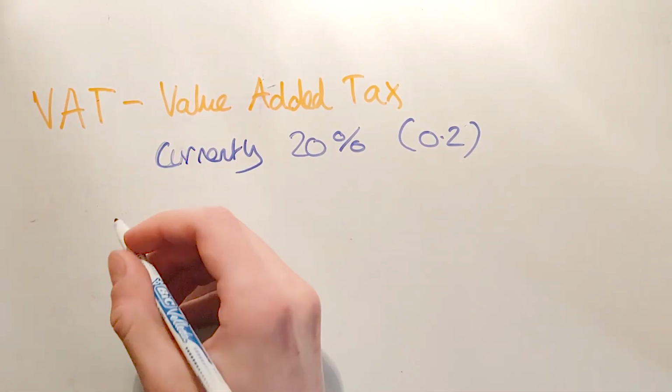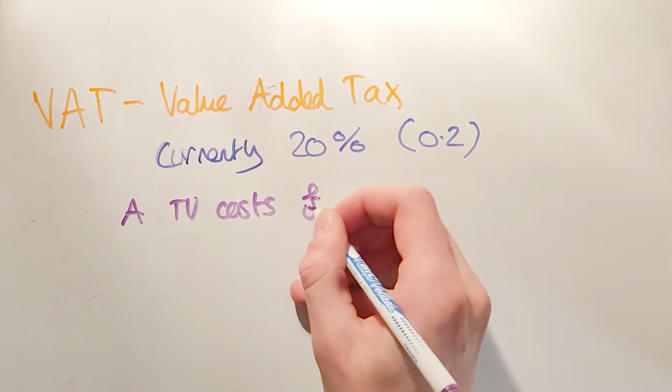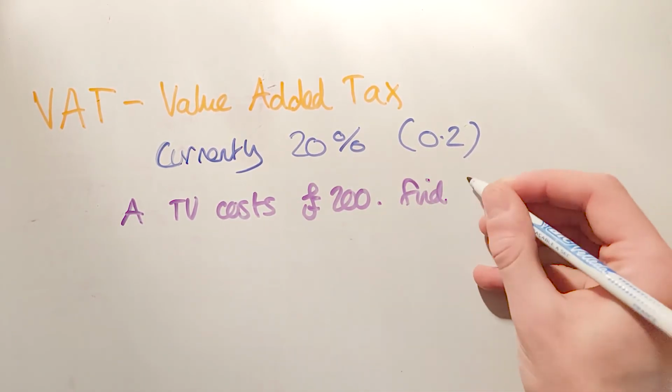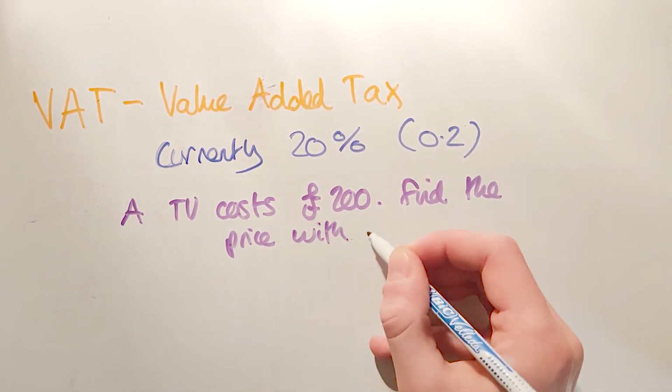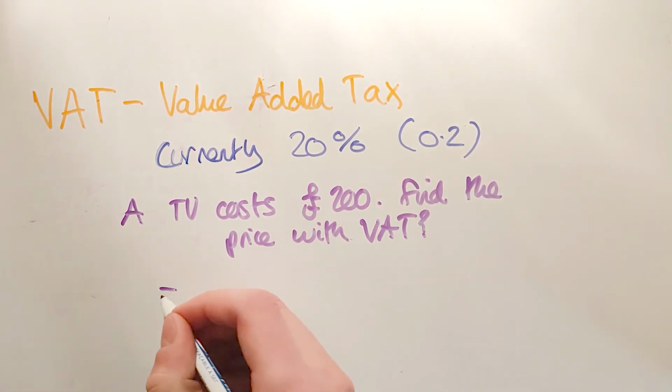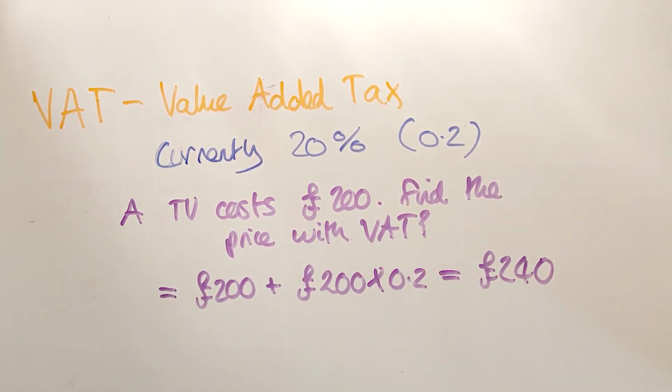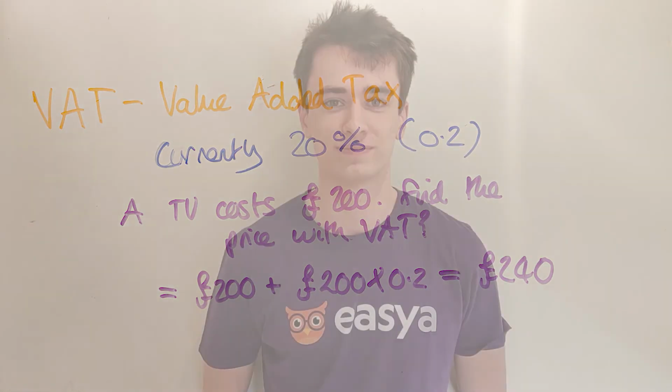Finally, onto VAT. VAT is the tax added to the price of products. It's currently set at 20%. To find the price of a product including VAT, multiply the price by 0.2 and add it on top. This is just a basic view of some of the terms used in financial maths.